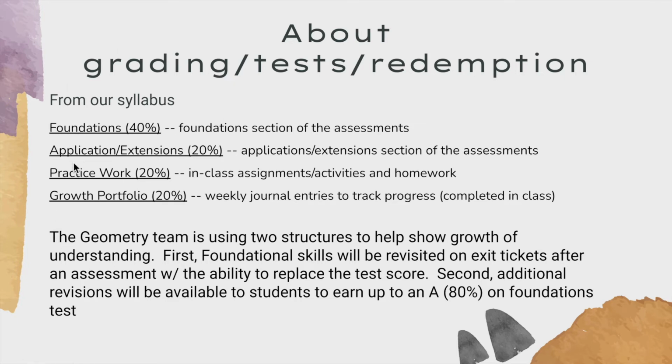These 2 section headers match what you will see on the test. So there's a foundations portion of the test and then an application extension portion of the test. The foundations portion is the largest section. It is supposed to be the core content of our class. And there are 2 ways where revisions will happen there. Exit tickets after an assessment will allow for 2 questions to be revised by everyone in class. And then additional revisions will be available to students during tutorials in the weeks following a test being returned, all the way up to an A and 80%.